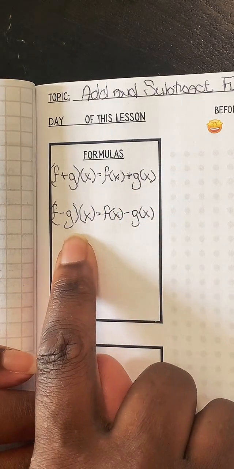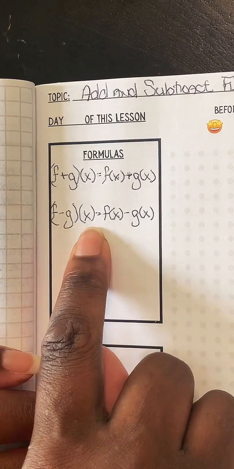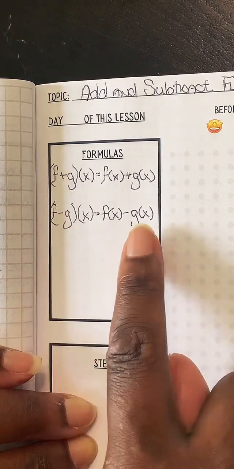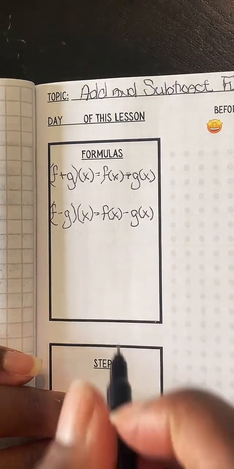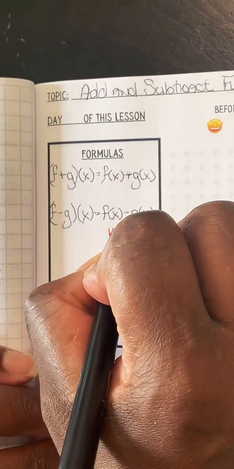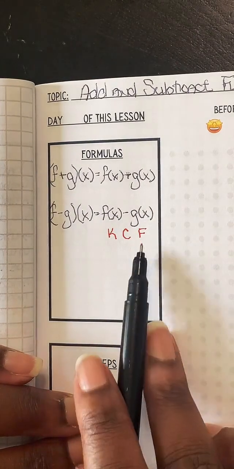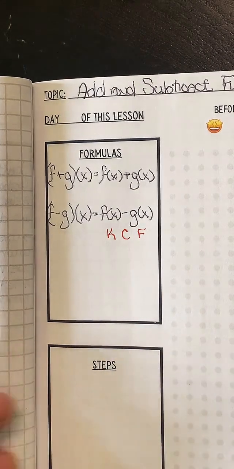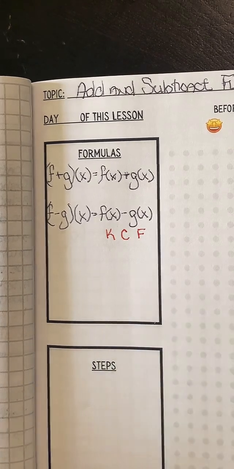Now when you're subtracting, you're taking your (f minus g) of x, which is the same as saying you're taking your f function and subtracting the g function. For this, when you're subtracting, you want to keep in mind the whole keep, change, flip. We're going to have to change to make sure we have the right integer and the right signage. All right, so let's get to it.